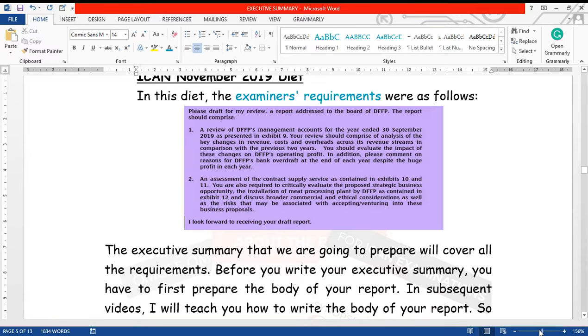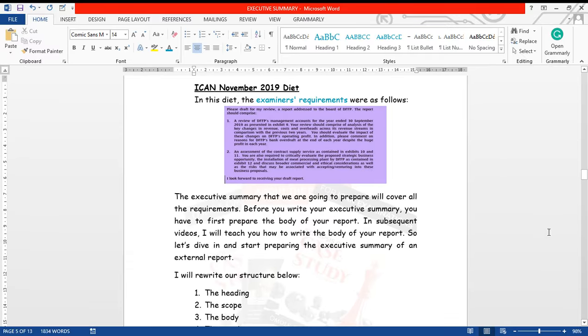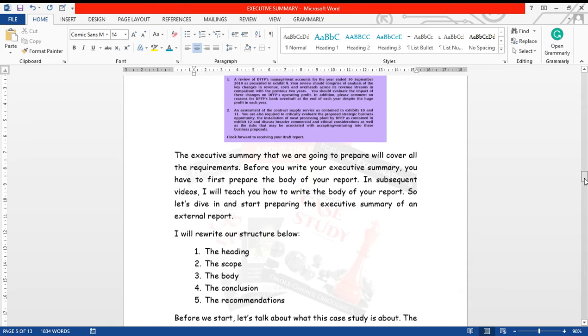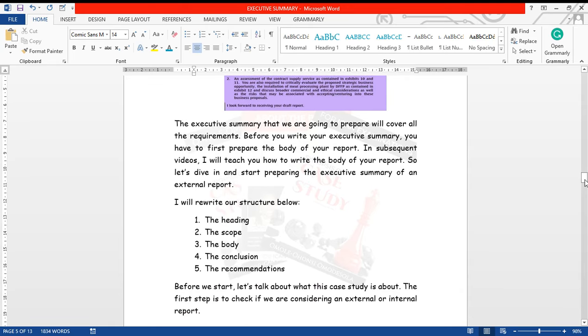So that's what we're going to be doing today. The executive summary that we are going to prepare will cover all the requirements. Now, before you write your executive summary, you have to first prepare the body of your report. And in subsequent videos, I'm going to be teaching you how to prepare the body of your report, the financial statement analysis, the financial data analysis.